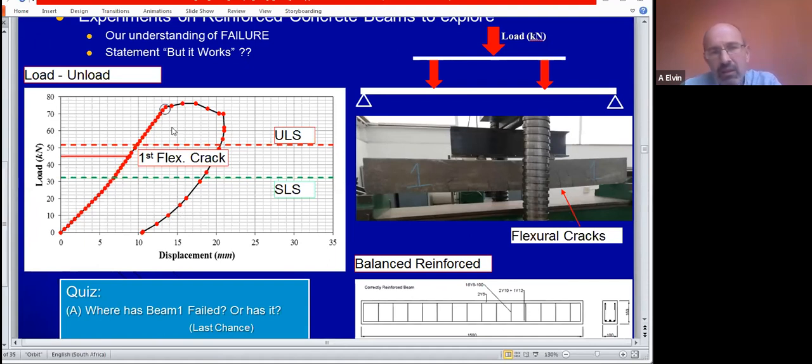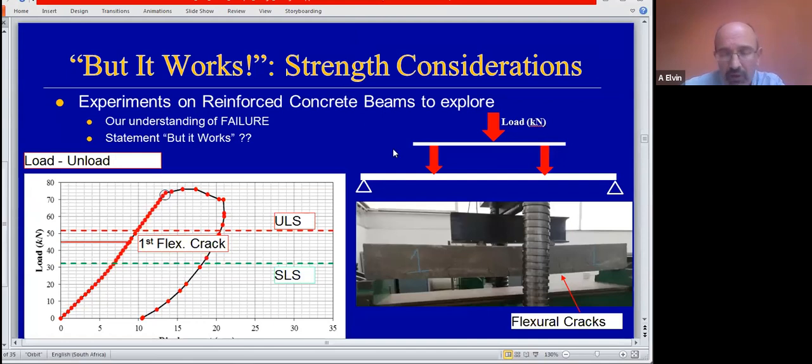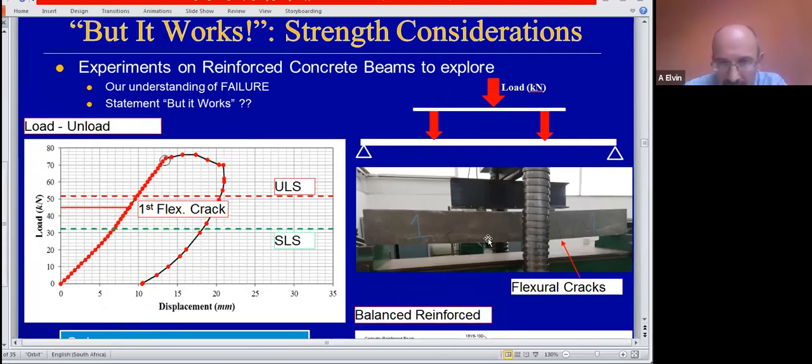So this is relatively complicated. Now, let's continue with the question about strength consideration. So I think you have been, let's use the word educated, if I may use that word, about what is failure and what is not. Clearly, there's no mention of collapse. There has been no collapse. Clearly, the beam is still intact.